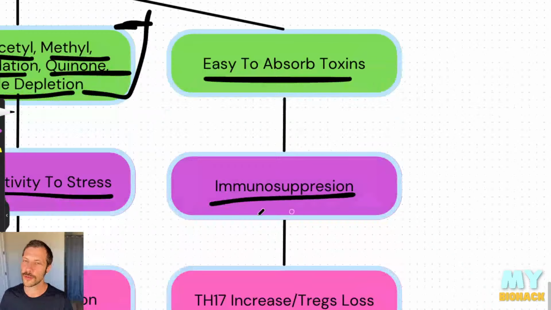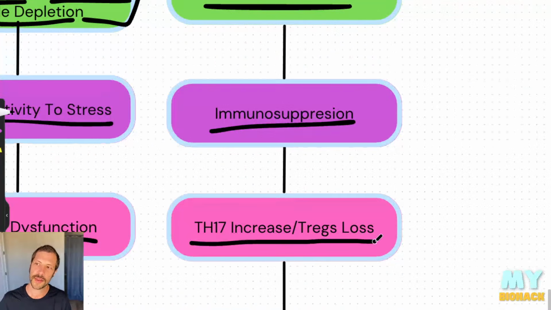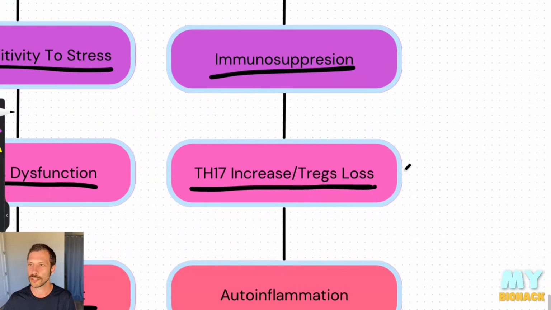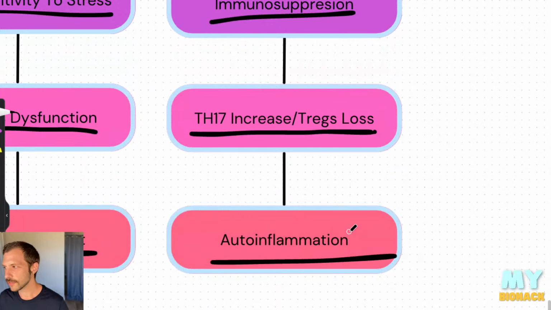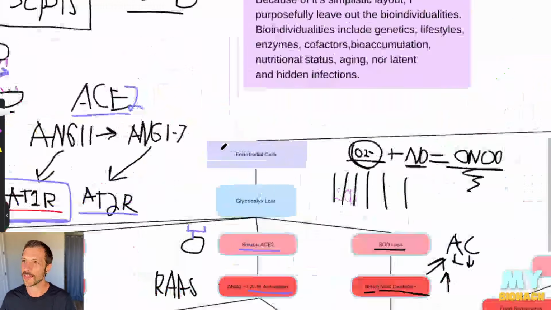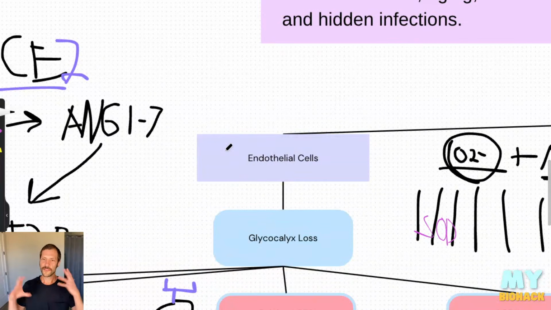Toxins are very immunosuppressive, as you can probably guess. That increases your ability for creating those autoinflammatory cytokines, the Th17 side, and you lose your immune tolerance side, which is your Treg side. And autoimmunity, inflammation, auto-oxidation. All right, so that's what I've drawn out so far for the endothelial side. There's a lot more to it, but I feel like it would just get too complex. Okay.